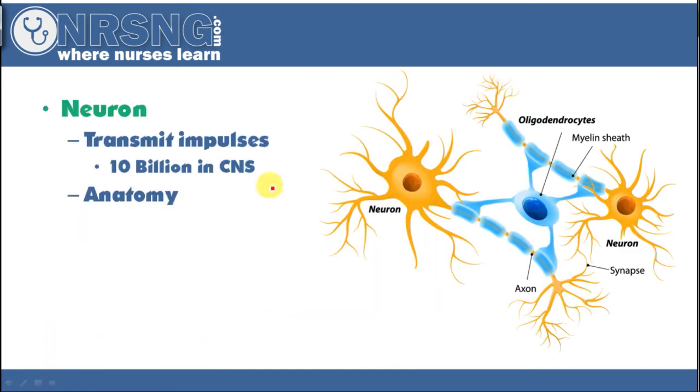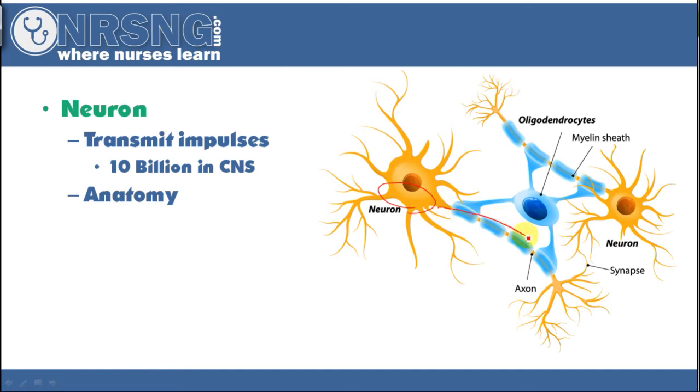So after that, we then have our neurons. What our neurons do is they play a role in transmission of impulses, and we have about 10 billion in our CNS. That's just a tremendous amount. That's pretty insane, but we have about 10 billion in our CNS, and they play a role in transmission of impulses.